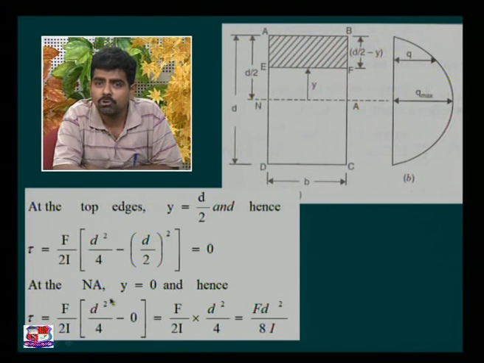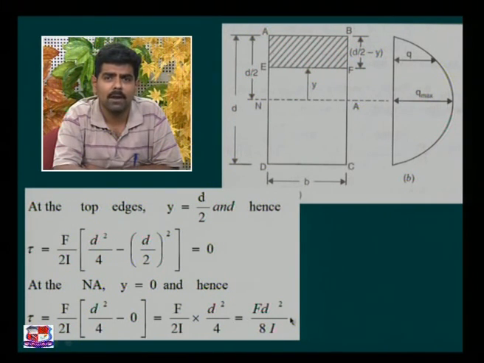But at the neutral axis, where y is equal to 0, if you put y equal to 0, we achieve F by 2I into d square by 4, and we get F d square by 8I. The value of maximum shear stress at the neutral axis is F d square by 8I. You can once again simplify this equation by putting I is equal to b d cube by 12.